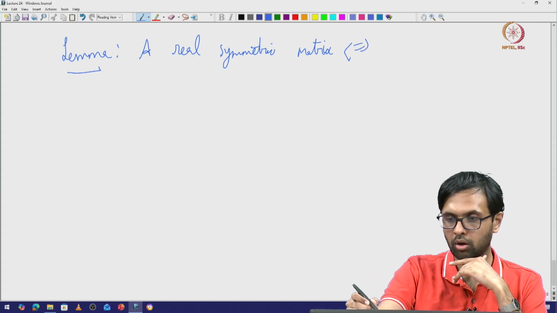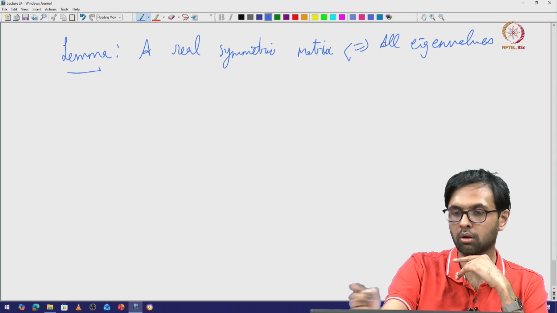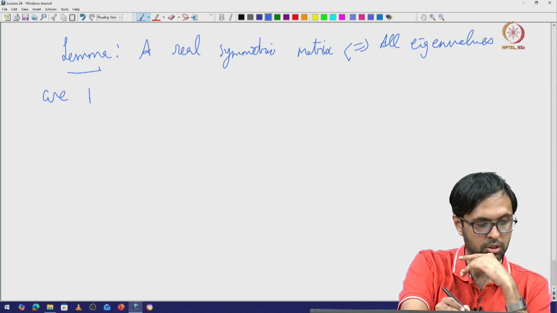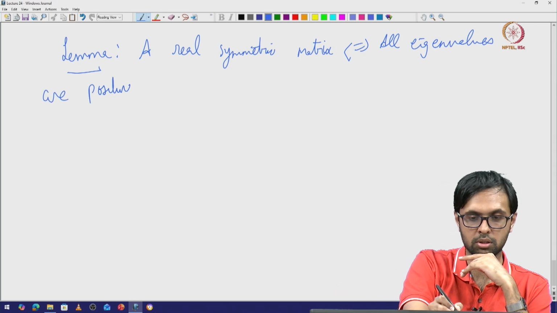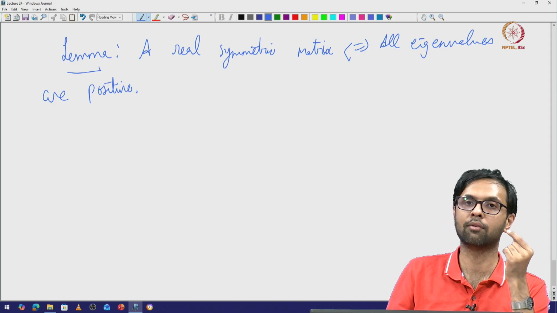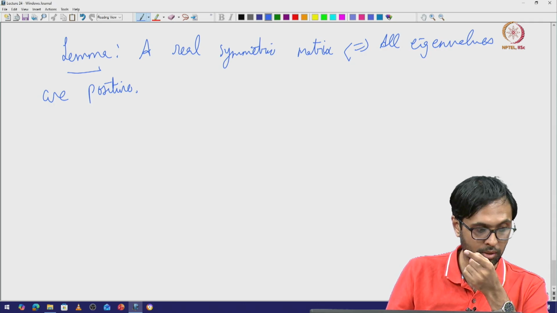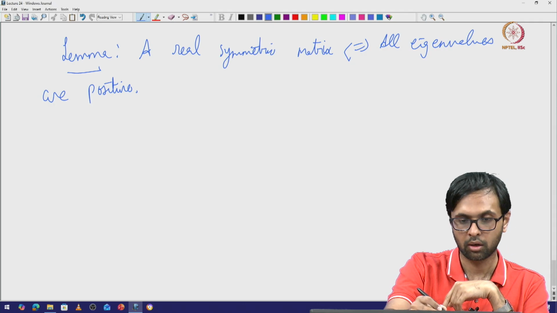A real symmetric matrix is positive definite if and only if all eigenvalues are strictly positive. It's positive semi-definite if and only if all the eigenvalues are greater than or equal to 0. That is, equality can also hold.